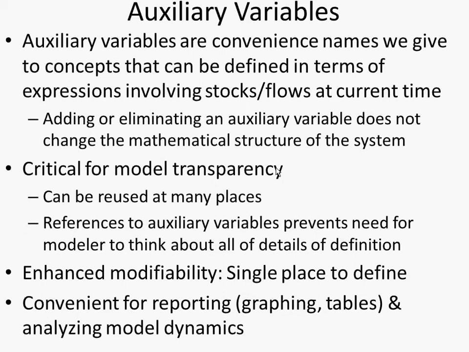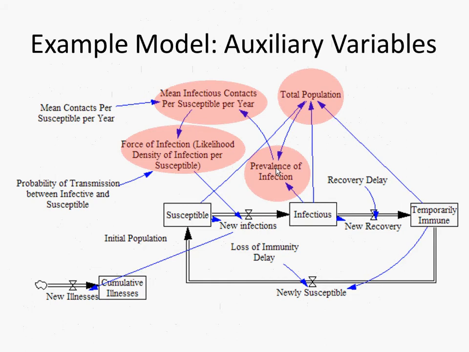So the most important of these is something called an auxiliary variable. These are convenience names that we give to certain concepts so that we can easily reuse them and so that we can parse more easily conceptually what's going on within this model. Typically they're defined in terms of stocks and flows, either directly or indirectly through other auxiliaries. And they're critical for model transparency. Let me give an example here to give you a sense, because it's easy to fool yourself with abstractions.